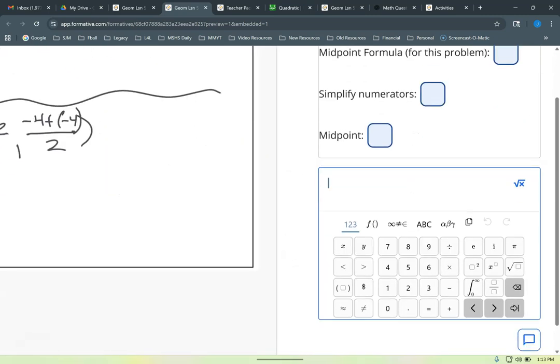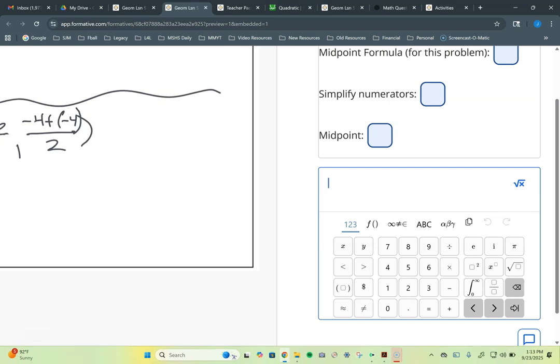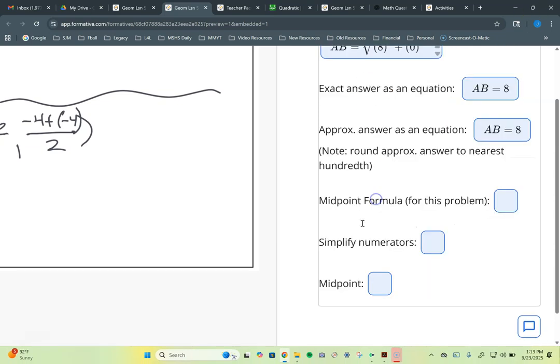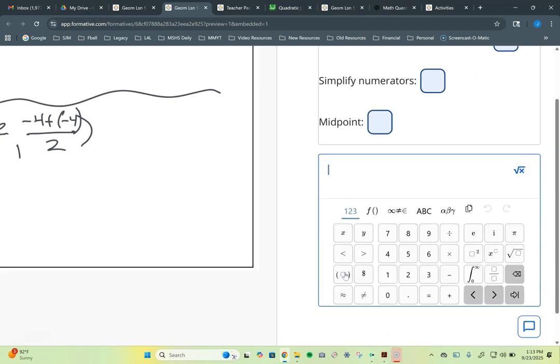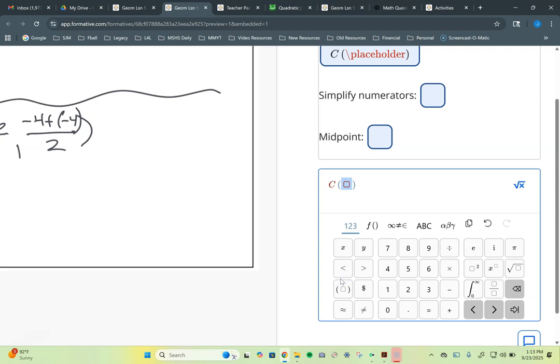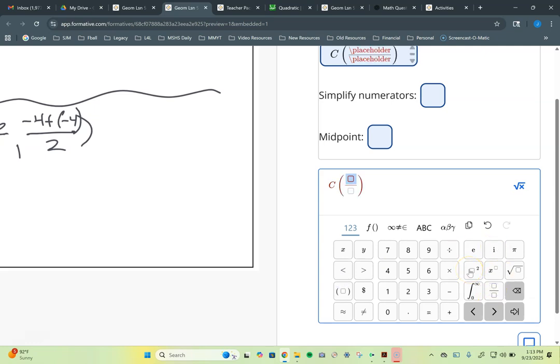There we go. So when you're typing in your midpoint, you're going to start with your point, and then I'm going to get a set of parentheses, and then inside my parentheses I want a fraction. I'm going to arrow over till I'm outside the fraction. See it there? Put a comma, and then another set of fractions like that.